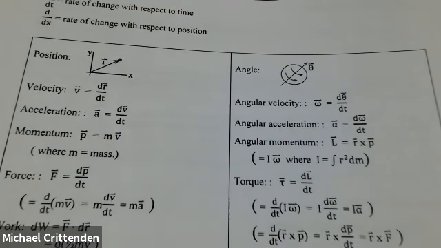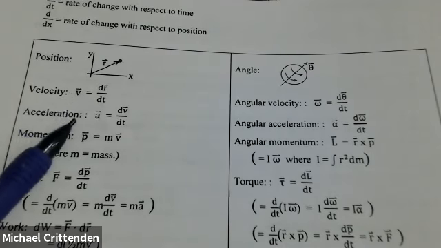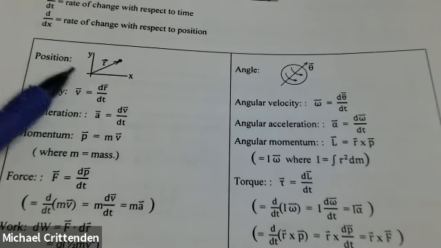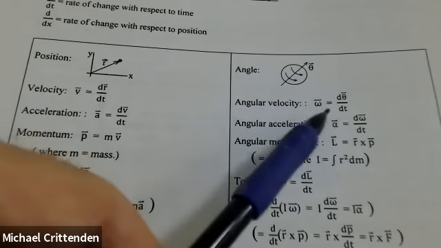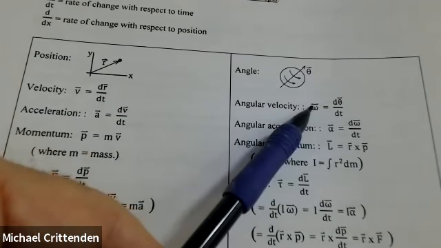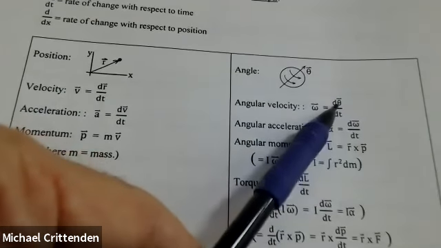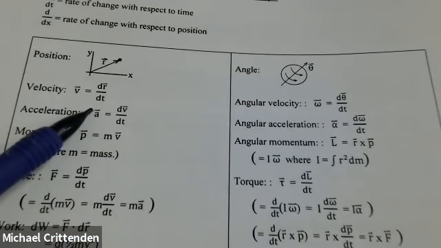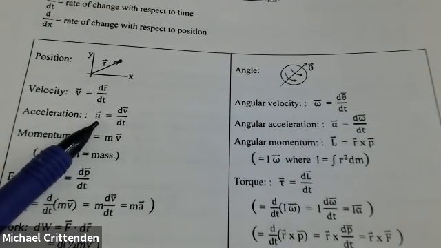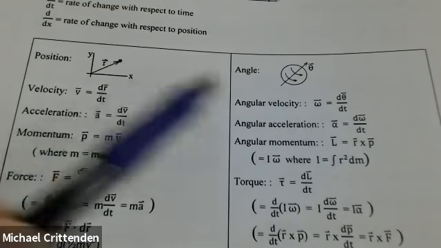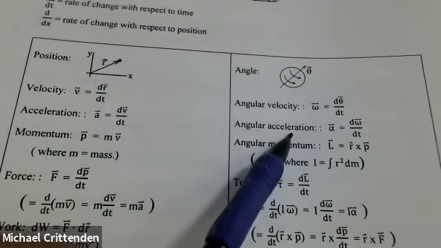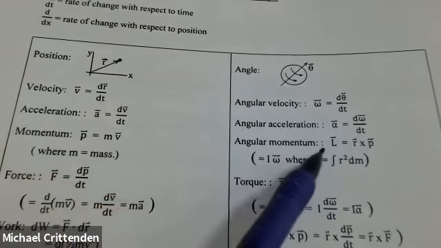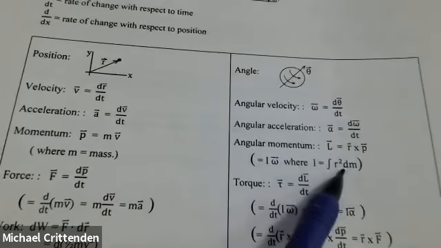Just as velocity is the derivative of how far did you go when you're talking about translational motion, angular velocity is the derivative of how far did you go when you're talking about rotation. And just as acceleration is the rate that the velocity changes, angular acceleration is the rate at which the angular velocity changes. Well, then we come to angular momentum.